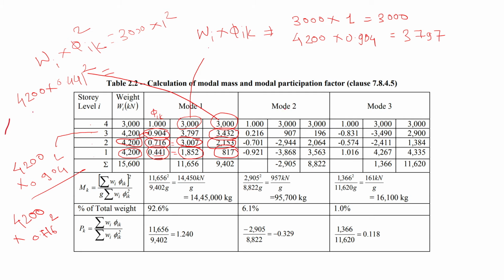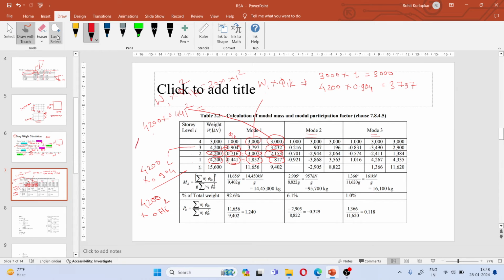The same way, the other columns have been prepared for mode 2 and mode 3. I will show you for mode 2.